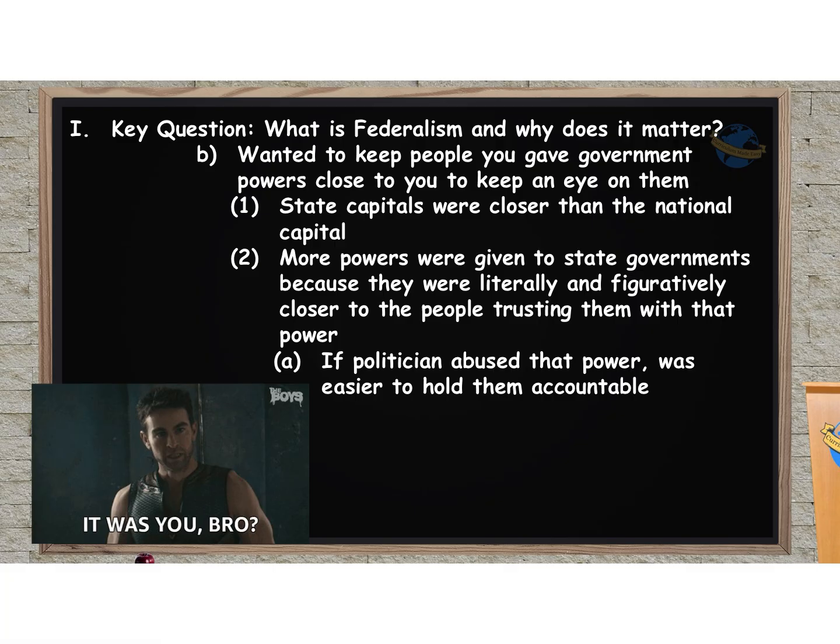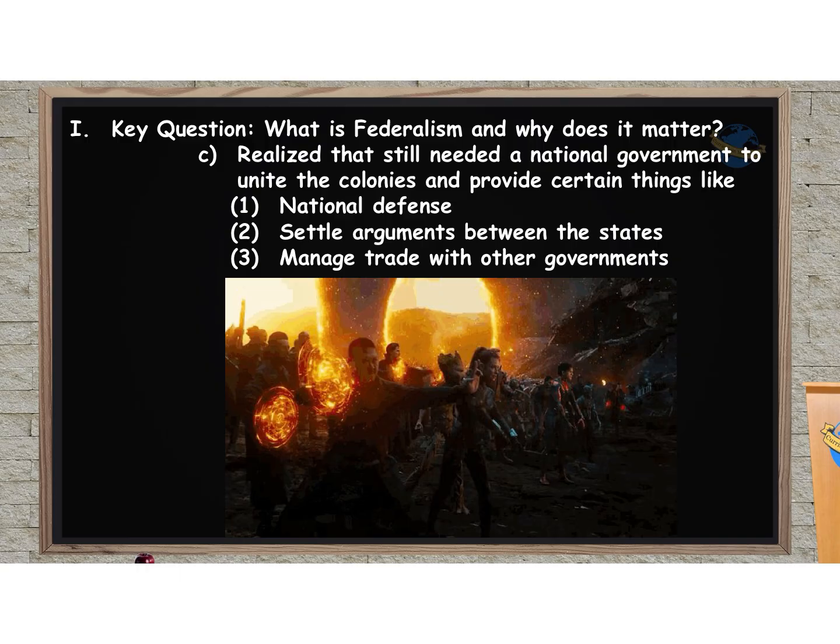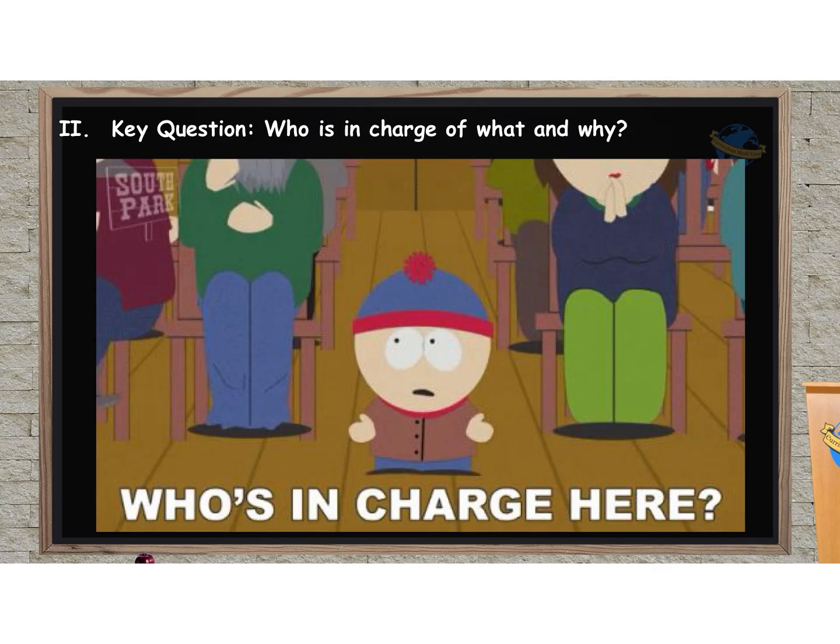If a politician abused that power, then it was easier to hold them accountable. But at the same time, the founders realized we still did need a national government to unite the colonies and provide for certain things, like a national defense against the British or the French or whoever else might attack us. Some national government that could settle arguments between the states so that we didn't erupt into civil wars like we saw those wars that broke out all across Europe in the centuries preceding the founding of our country. And we needed a national government to create a national trade system with governments outside of the United States to keep things consistent. That leads to the question, well, who's in charge of what and why?